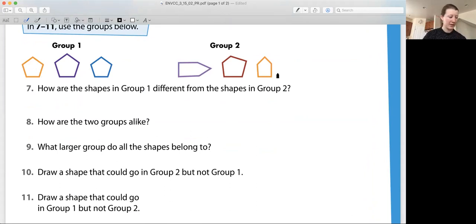Okay, I'm going to give you a little bit of a freebie here for the first question. One of the things that makes all of the shapes in group 1 different from group 2 is that all of the sides are the same length in group 1, but not in group 2. Okay, that's one little freebie answer for you.